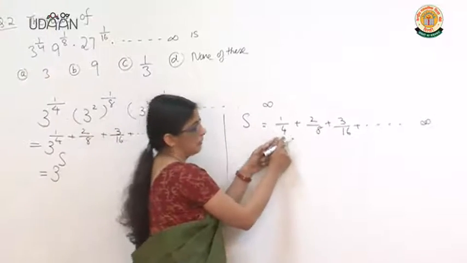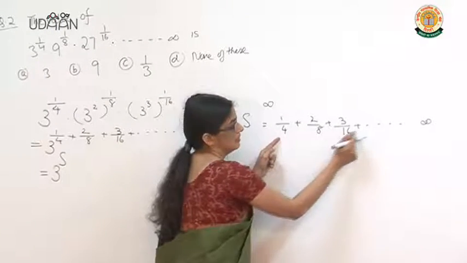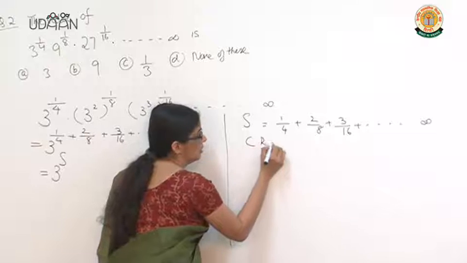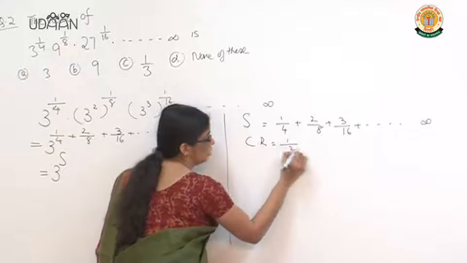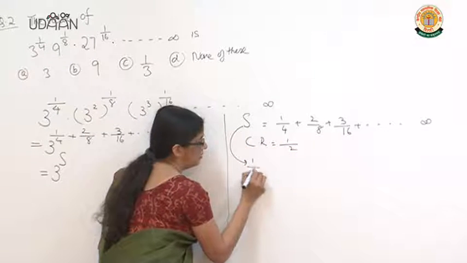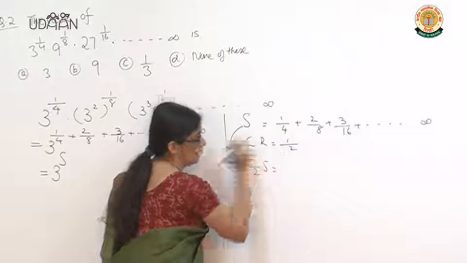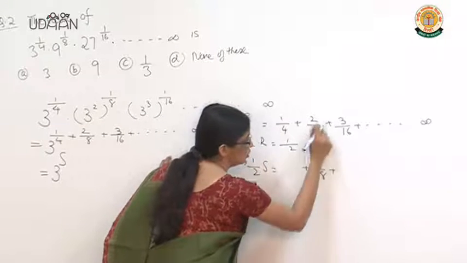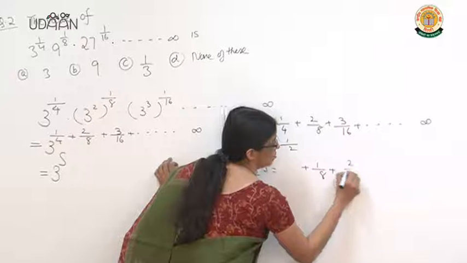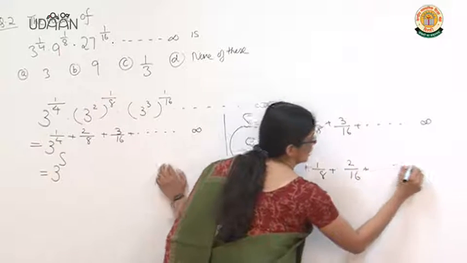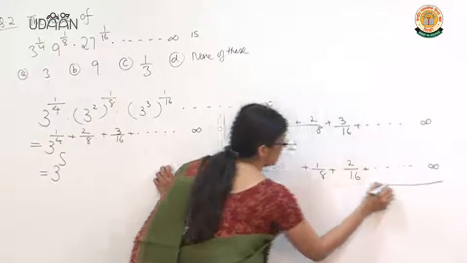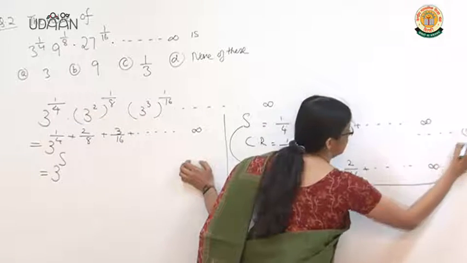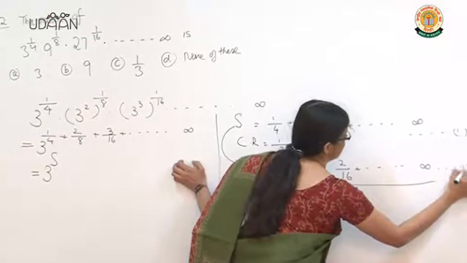S is given by 1/4 plus 2/8 plus 3/16 etc. up to infinity. What's the step? Multiply by the common ratio. What's the common ratio? 1/2. Multiplying, 1/2 S equals 1/4 into 1/2, which is 1/8, 2/8 into 1/2, which is 2/16, plus etc. up to infinity. Next step, subtract equation number 2 from equation number 1.